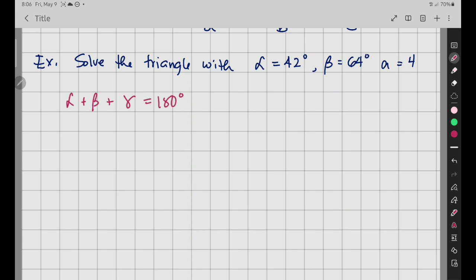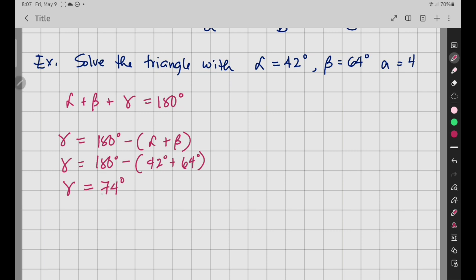So in this case, we want to solve for gamma. Gamma is equal to 180 degrees minus the sum of alpha plus beta. That is 180 minus (42 degrees plus 64 degrees), and that is equal to 74 degrees.